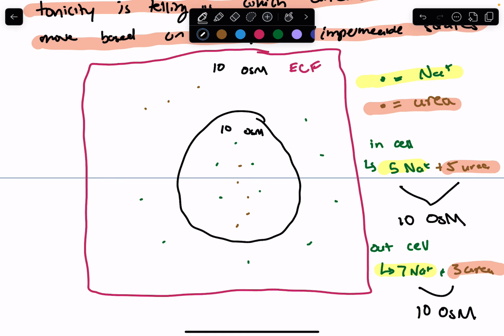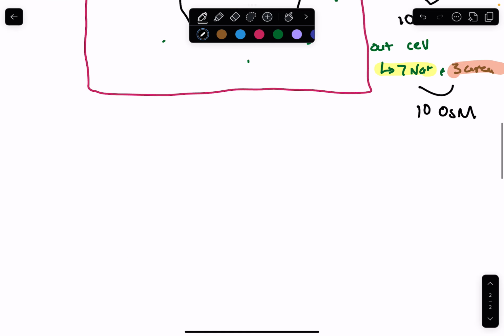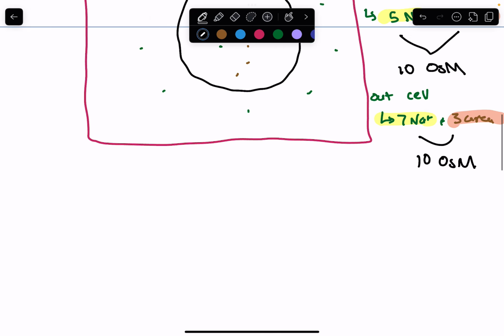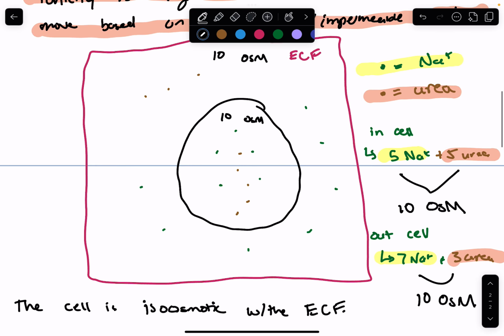10 osmolar outside. So that is going to mean that we have equal osmolarities inside and outside the cell. So the correct sentence here to define this would be, the cell is iso-osmotic with the ECF. Now, if the cell's osmolarity was greater than the extracellular environment, it would be hyperosmotic, and if it was less than the extracellular environment, it would be hypoosmotic. So that tells us about osmolarity.